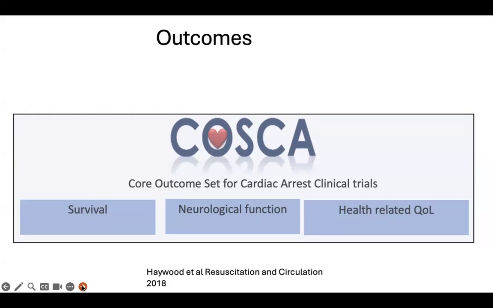So I'm doing the section on outcomes, and I guess this slide is to emphasize that the outcomes section, as with the 2015 version, heavily draws upon the work from the core outcomes set for cardiac arrest clinical trials led by Kirsty Hayward and the subsequent PCOSCA, or the pediatric equivalent that was published a short time ago.